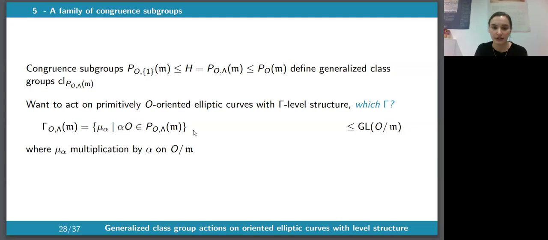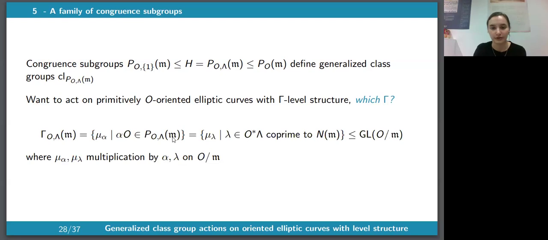And when we unravel the definition of P_{O,lambda}(M), then what we find is that this is equivalent to taking multiplications by elements lambda coprime to the norm of the modulus M with lambda taken in O^* lambda. This O^* here appears for a bit of a technical reason, but essentially it accounts for the fact that gamma level structure is isomorphisms up to post-composition with oriented automorphisms as well.